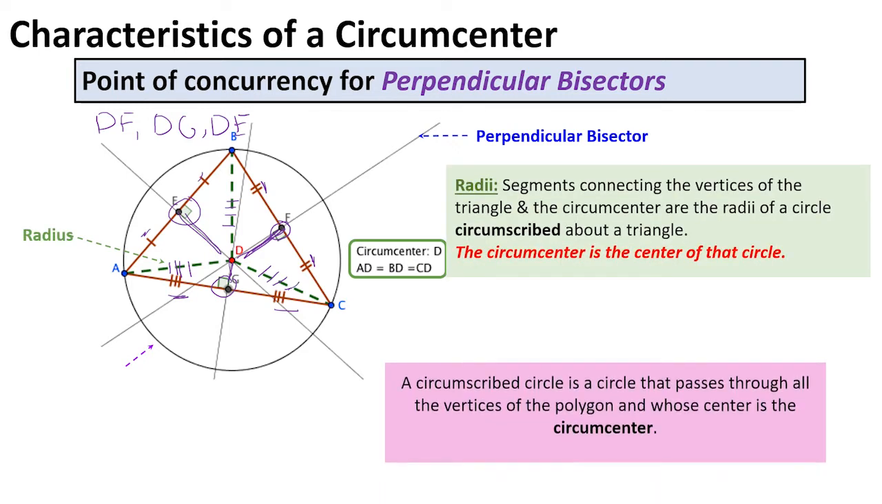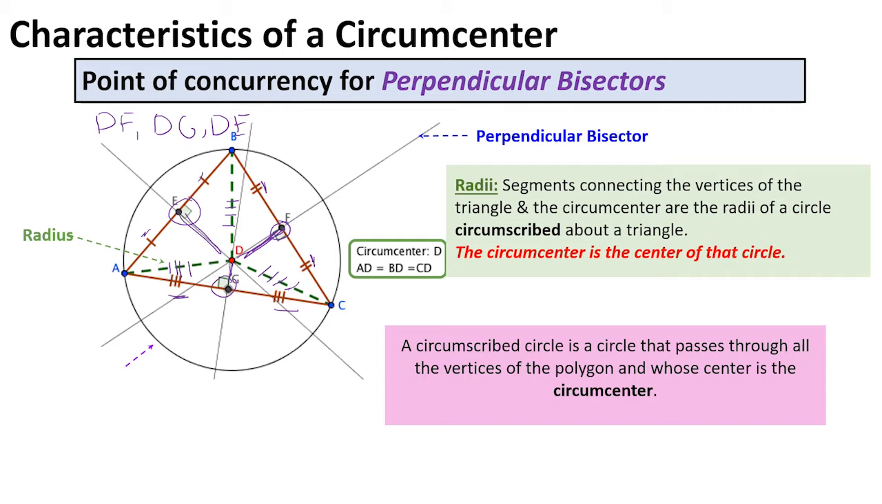And now we have radii of the circle. So the radii are segments connecting the vertices of the triangle and the circumcenter, and they are the radii of a circle circumscribed about a triangle. Quite a bit of information there, but simply put, in green here we have our radii, or we have one radius here. And as you can see, if you look at point D and the radius DA, that segment goes from the circumcenter to the edge, and it touches that circle, all right?